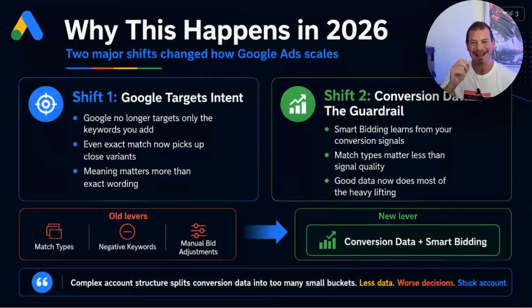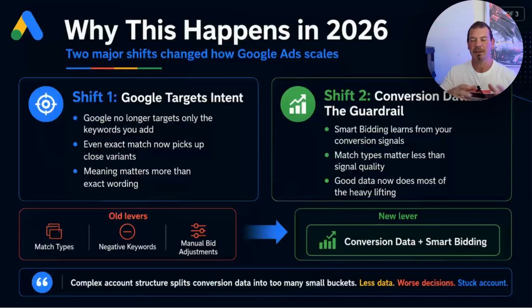Match types matter less than signal quality. So we need to make sure, again, that the quality of the data coming through from our Google Ads is of a good standard. And when I say a good standard, I'm talking about the keywords that you're targeting, the budget, and also the progression of understanding that we need to go from, say, a max clicks or CPC strategy to a smart bidding strategy, which is going to be maximize conversions. And good data does most of the heavy lifting, guys.